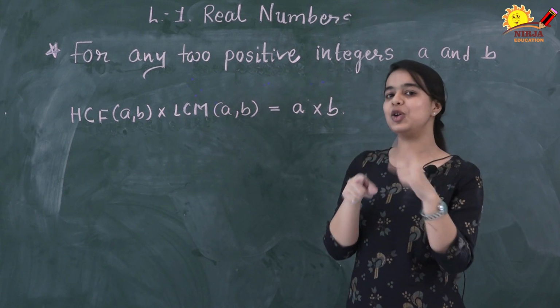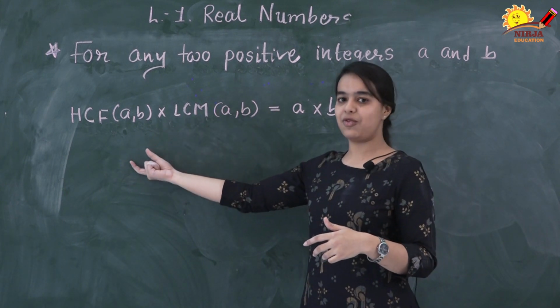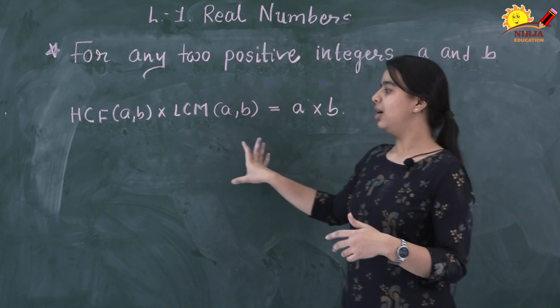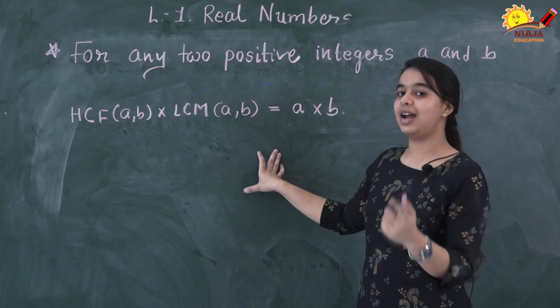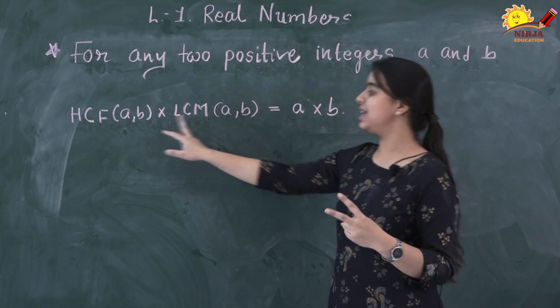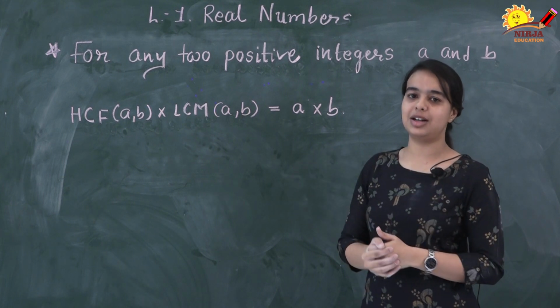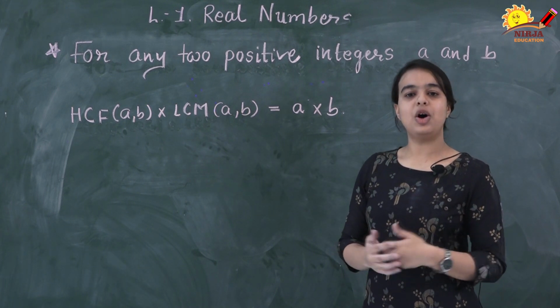So here I am giving you one task: whatever HCF and LCM we got, multiply these two and see whether the product of LCM and HCF is equal to the product of the two integers 24 and 36 or not. So I hope you understand this.